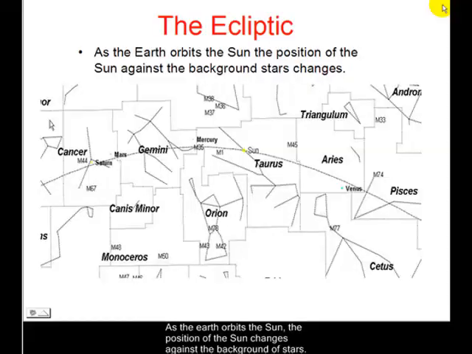As the Earth orbits the sun, the position of the sun changes against the background of stars. If the sun could be turned off, you would be able to see the position of the sun shift throughout the year. During a year, the sun moves on the celestial sphere along a path called the ecliptic.